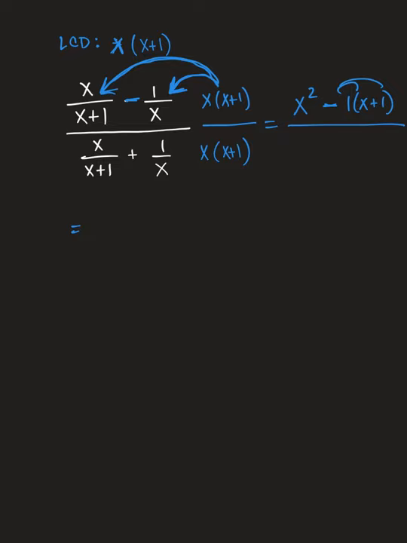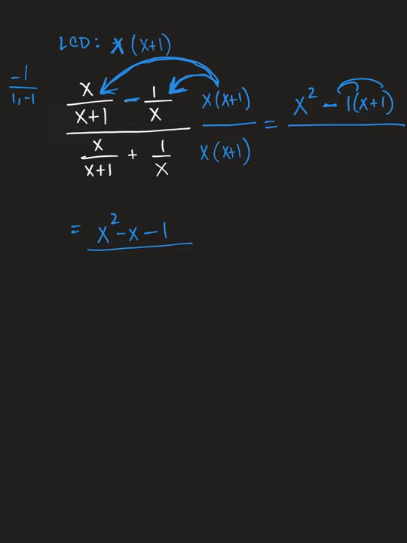Distribute, distribute. X squared, take away x, take away 1. And then you would ask yourself, are there factors of -1 that add up to -1? And the only factors I can think of that multiply to -1 are +1 and -1. Those sum to 0, so this is not factorable.